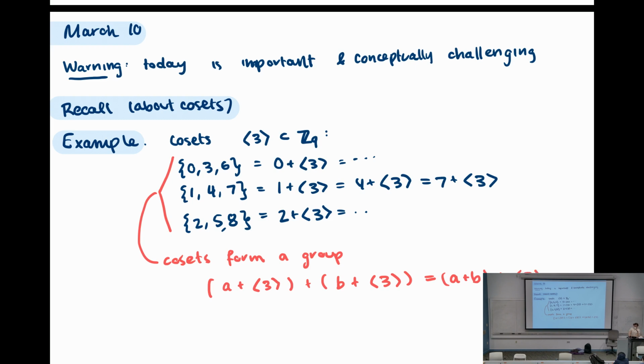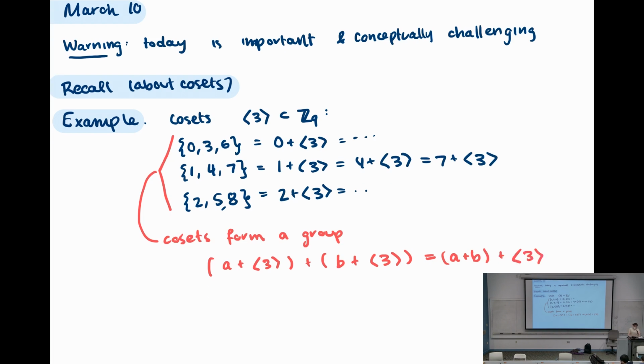Okay, so the cosets are going to form a group with this operation, and this will be true in general for specific subgroups H. So not all subgroups do this, but something called normal subgroups do. So some subgroups H of a group G do this, and today we'll see which ones.